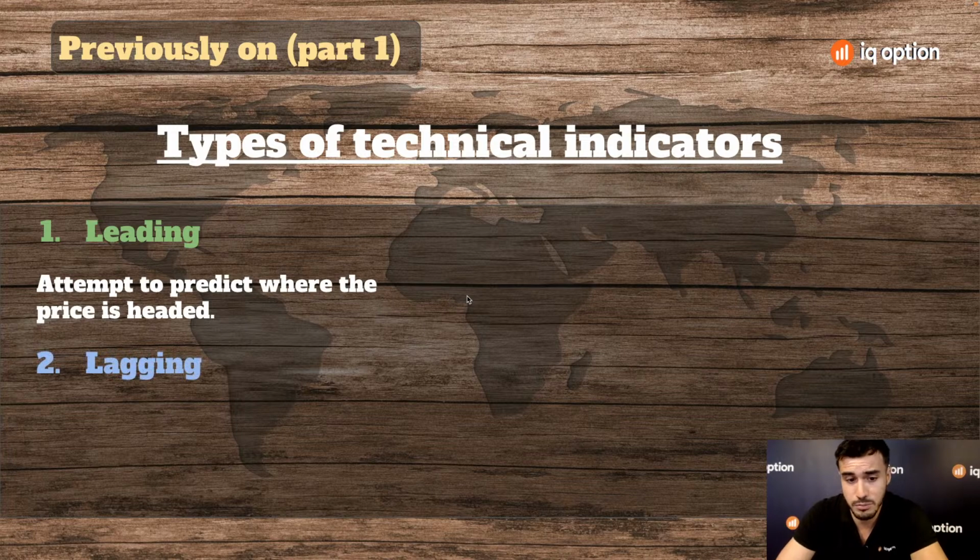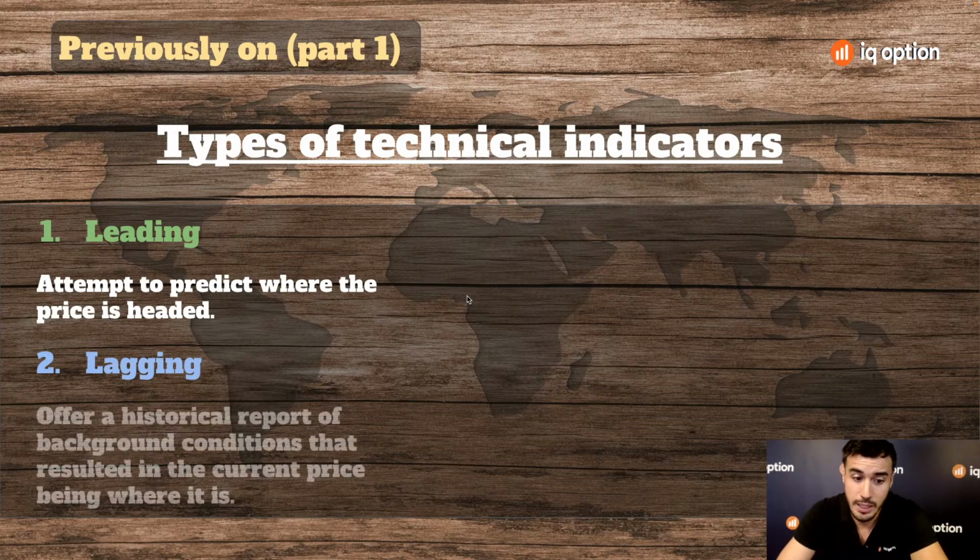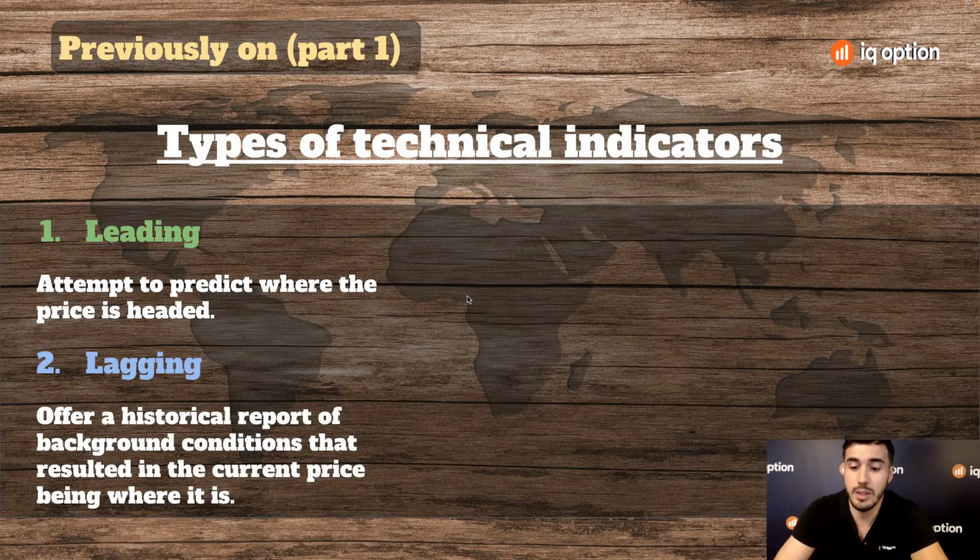Leading, they attempt to predict where the price is headed. It's going up, going down. Lagging, offer a historical report of background conditions. So lagging, let's say it's explaining how we have reached this point, where we come from. Leading, it tries to tell me the next movement.